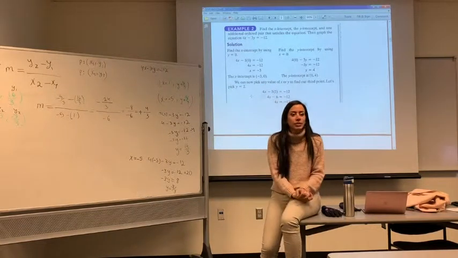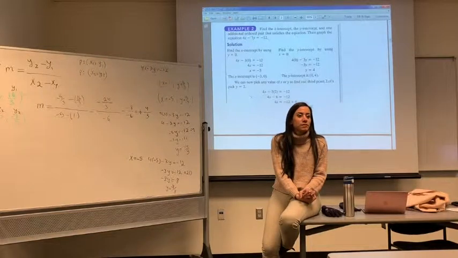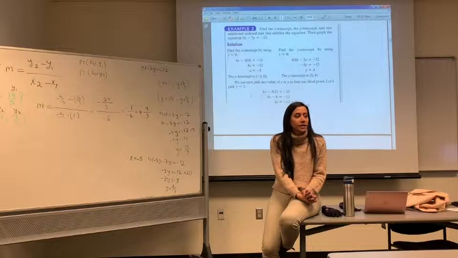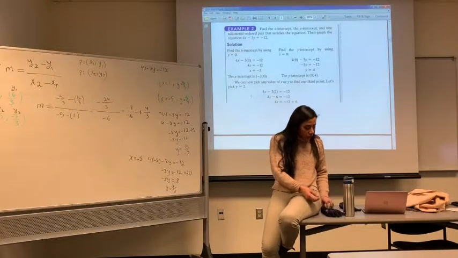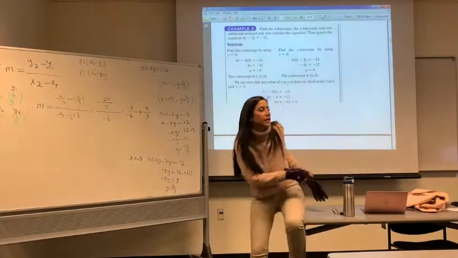Any 2 points should give you the same slope. So the slope of a line never changes. It will be exactly the same. How many of you found the same slope? Okay. Good. So for any different points on a line, you should get the same slope.